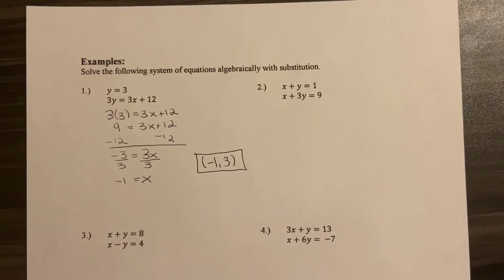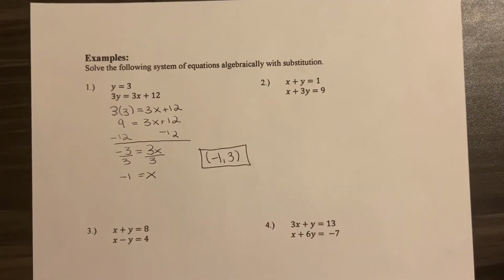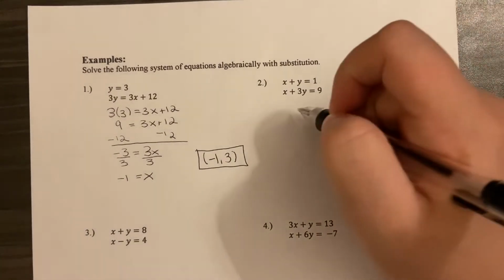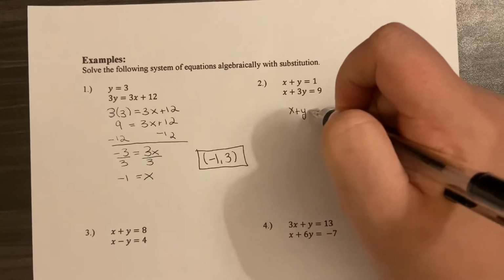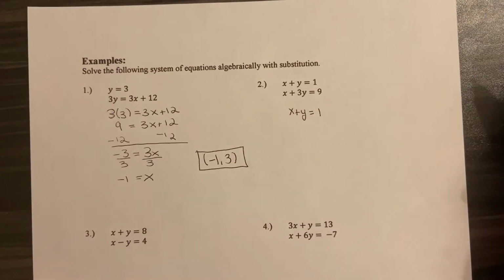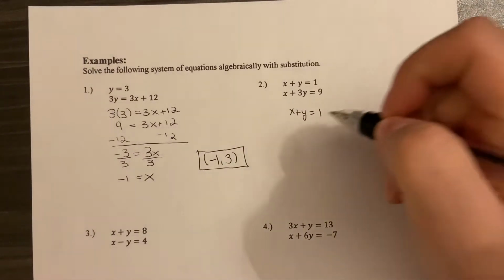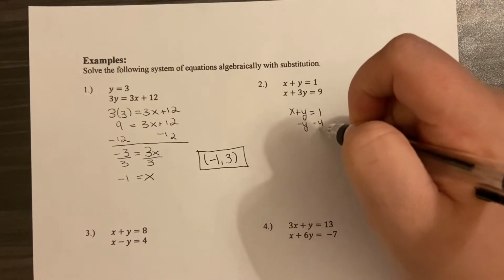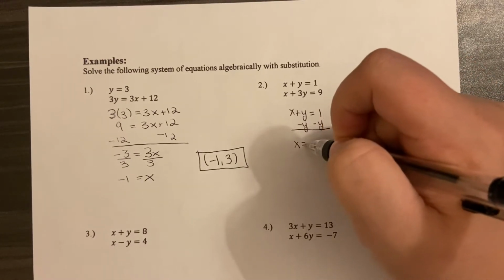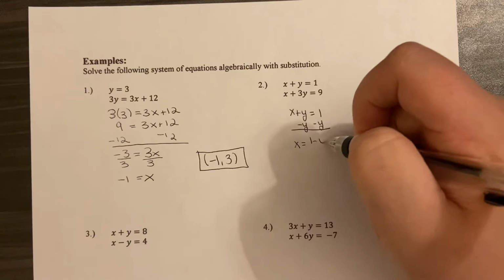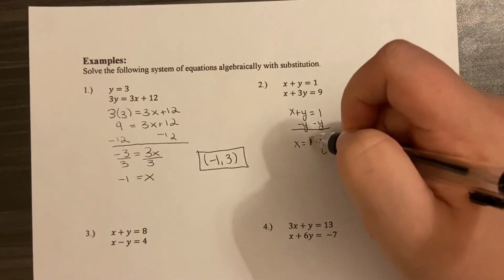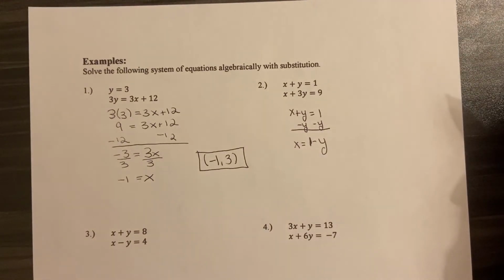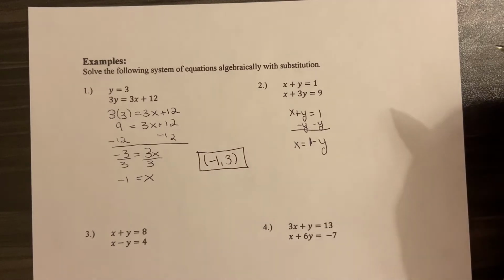Okay, so for number 2, I have a couple options, but the easier of the equations looks like the top one. So I'm going to take x plus y equaling 1, and I'm just going to solve that for x or y. It really doesn't matter; there's more than one way to approach every one of these. But I'm going to go this way, and I'm just going to say x equals 1 minus y.